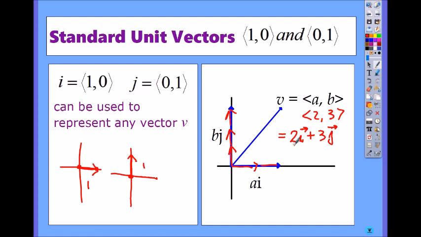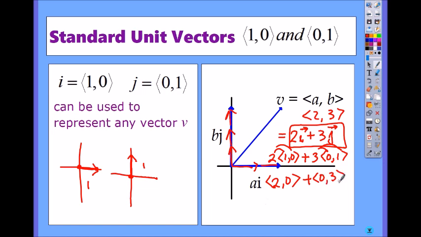So what was i again? i was the (1, 0) vector, plus 3 times j, which is (0, 1). And when you write a linear combination of i and j, you don't put commas, nor component brackets. Okay? So when you distribute the 2, it's <2, 0>, and when you distribute the 3, you have <0, 3>. When you add them, 2 plus 0 is 2, 0 plus 3 is 3. So you see how they're equal, but they're just in a different form.